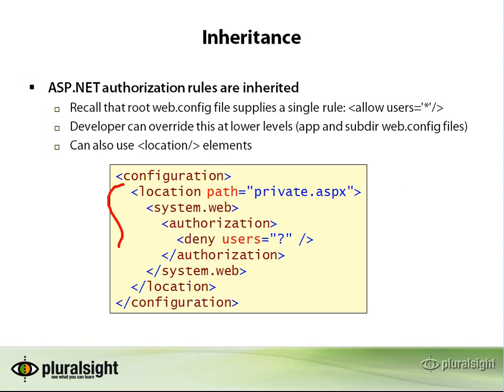So here's an example. Here's a config file that has a location element that's talking specifically about one resource, private.aspx. It has an authorization section that says deny users equals question mark. So for this particular file, anonymous users will not have access to it because we've set up this rule. This rule overrides the rule in web.config, and I'll show you some examples of this in just a moment.